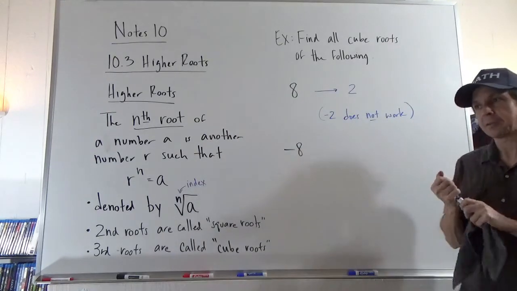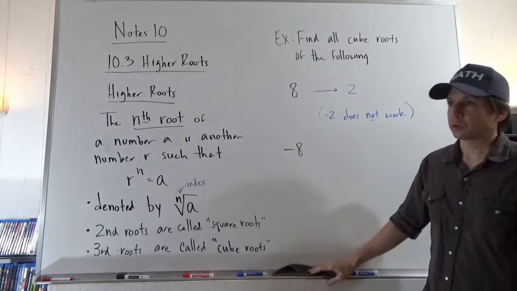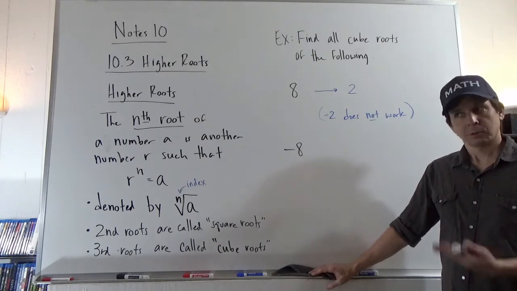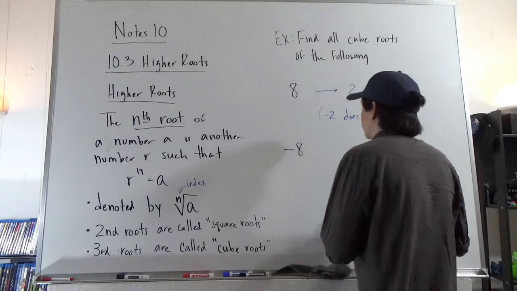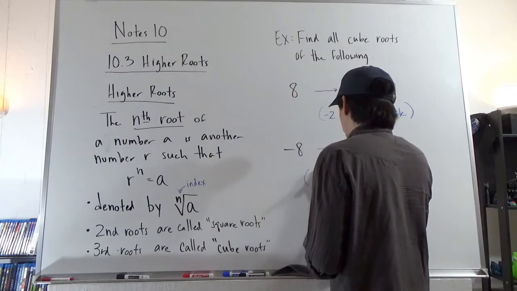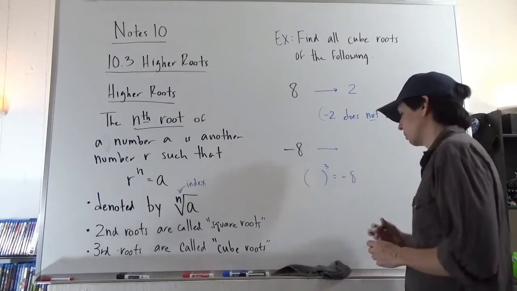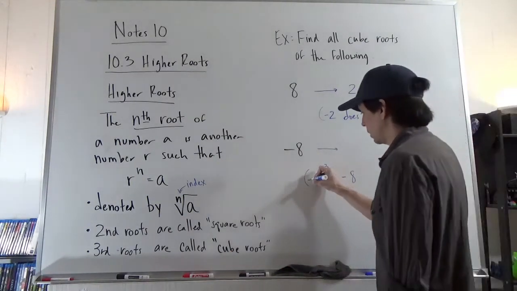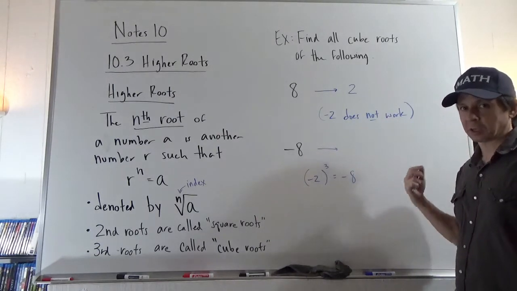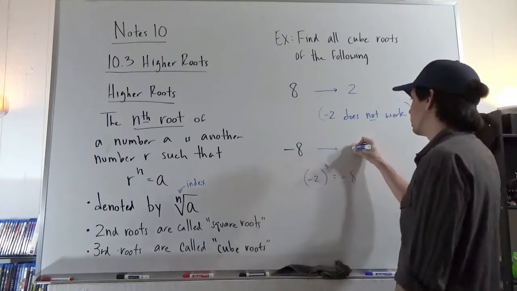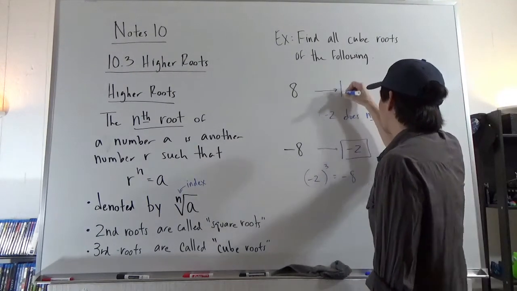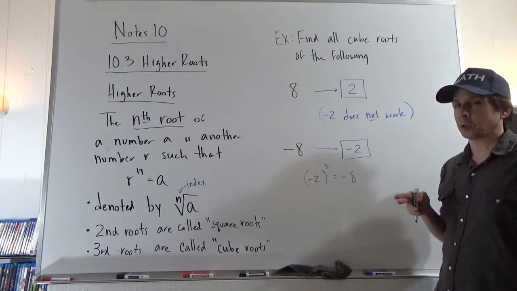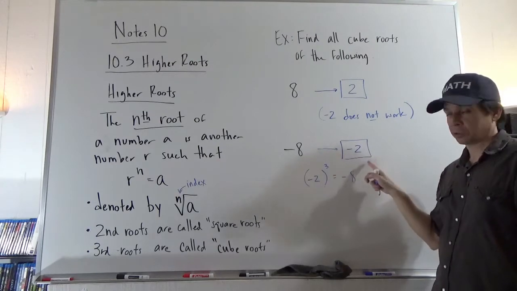Find all cube roots of negative 8. Now when it was square roots, with a negative it was none, because no number squared would give you a negative number. Here, it's different. There is something that works. We're looking for something that when you cube it, you get negative 8. 2 does not work, but negative 2 does. Negative 2 times negative 2 times negative 2 is three negatives, so you'll get negative 8. So negative 2 is the cube root of negative 8. For cube roots, a positive number will have a single positive cube root, not plus or minus. A negative will have a single negative cube root.